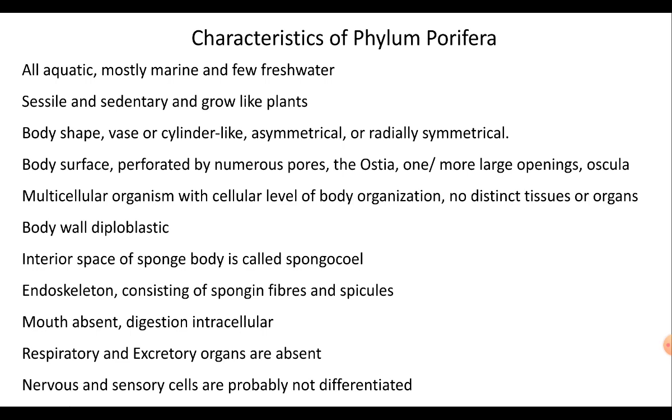In sponges, the mouth is absent and the digestive system is also absent, where the digestion of food takes place inside the cells called the collared flagellated choanocyte cells. Hence, the digestion is intracellular. The excretory as well as the reproductive organs are also absent in sponges, where these physiological processes take place through simple diffusion through the body surface. The nervous system is also absent in sponges, where the nervous and sensory cells are probably not differentiated, if at all present.